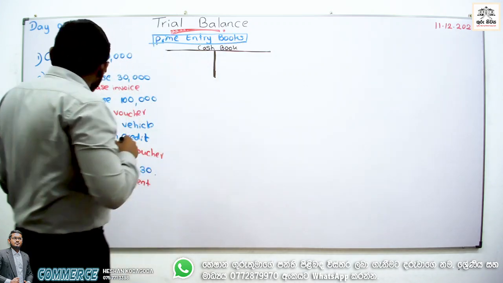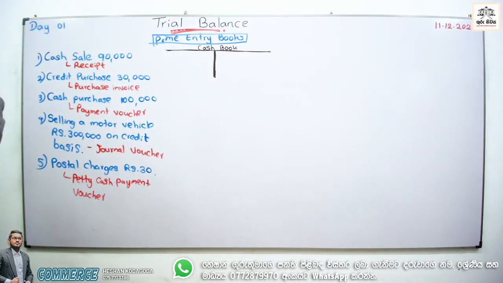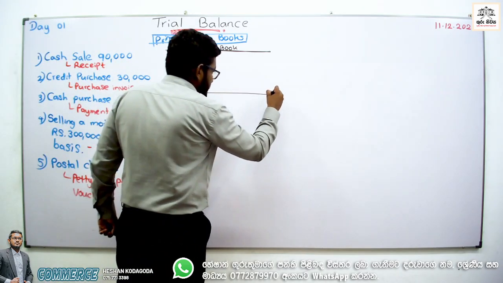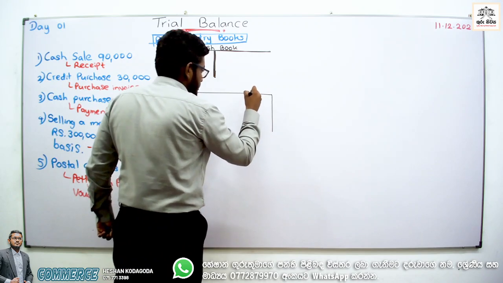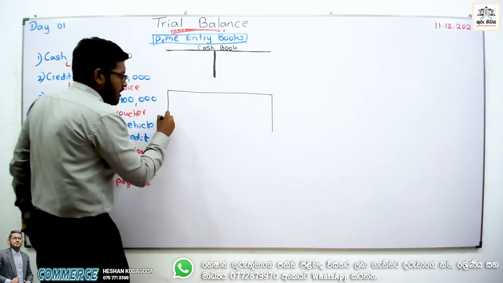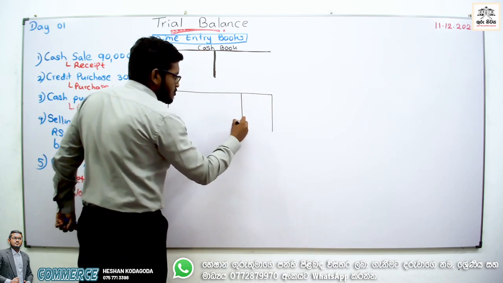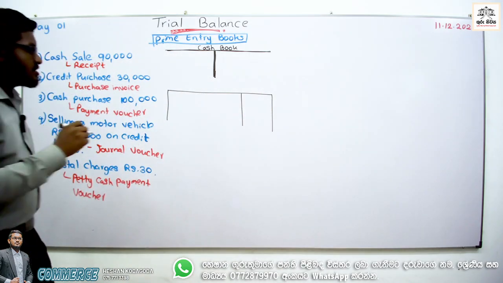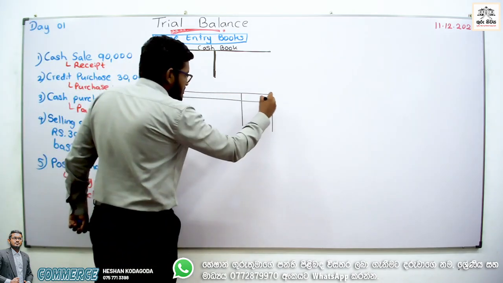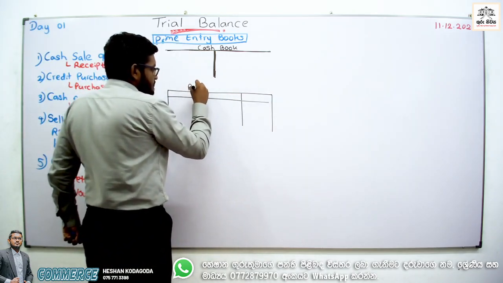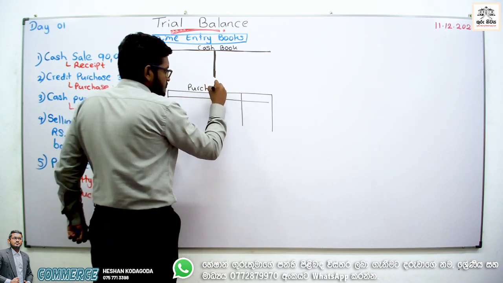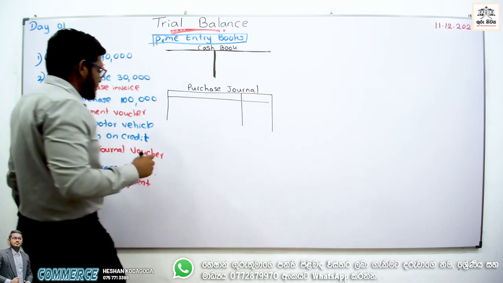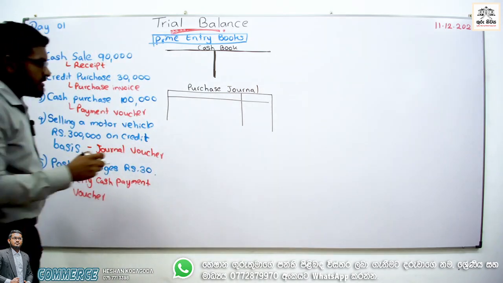You know, we need the purchase journal. So I'm going to prepare it like this, only these two, no other columns. Only these two. Right? So concerning space, this is the purchase journal. Then I'm going to prepare the other one to record the next one.